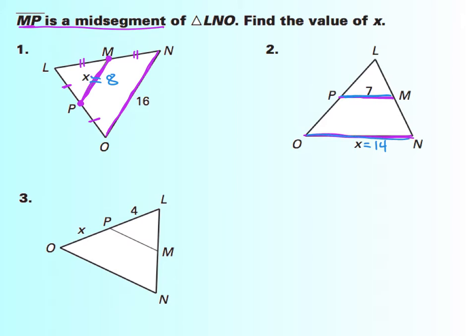Number 3 is a little harder. But again, MP is the midsegment, so remember that means P is the midpoint. So it takes a little more thinking. That means that this segment is congruent to this segment, and that this segment is congruent to this segment. Well, that means clearly if this is 4, and P is the midpoint, it cuts it in half, so here X also has to equal 4.